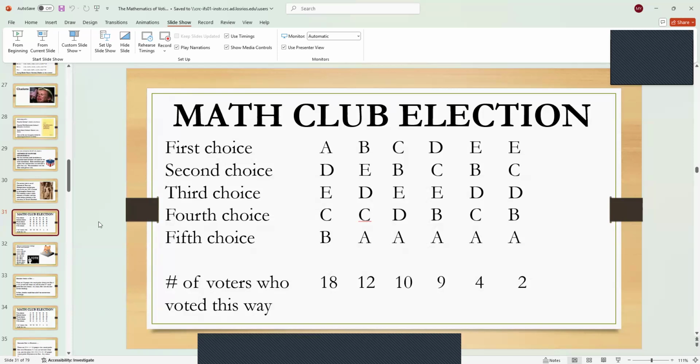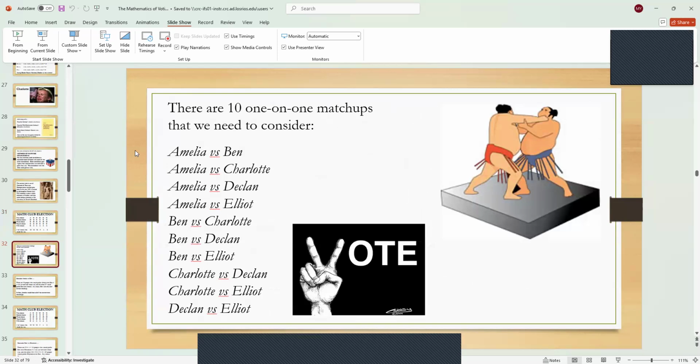Well, similarly for this election, let's have Amelia go versus Ben, just one-on-one. Let's have Amelia versus Charlotte, one-on-one. Amelia versus Declan, Amelia versus Elliot. Let's have Ben go versus Charlotte and Ben versus Declan and Ben versus Elliot. Let's have Charlotte versus Declan and Charlotte versus Elliot and Declan versus Elliot. Those are the 10, by the way. When we have 5 people involved, there are 10 possible one-on-one matchups that we need to consider.